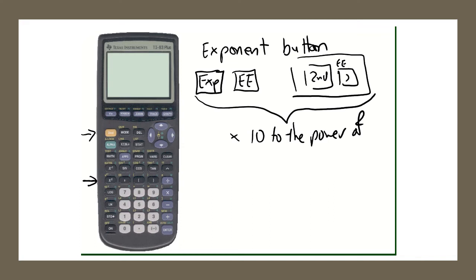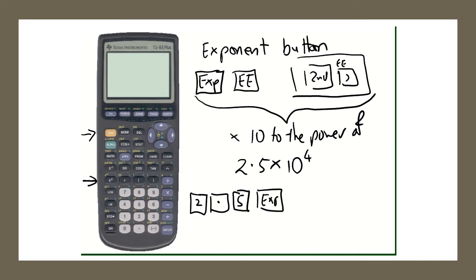So if I was going to enter a number in scientific notation, let's use 2.5 times 10 to the power of 4. Then the key sequence that I would type would be 2 decimal 5, but I'm not going to use the times button, I'm going to use the exponent button. Remember, the exponent button replaces the times 10 to the power of, and then 4. And my number will be properly entered in scientific notation.